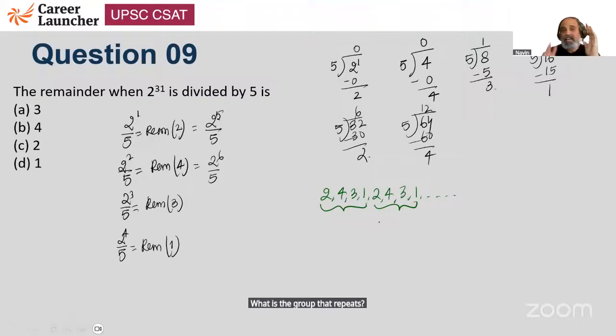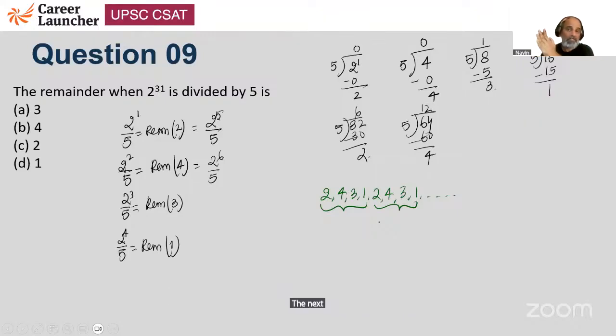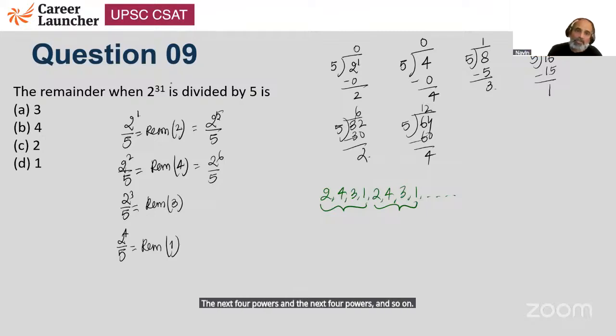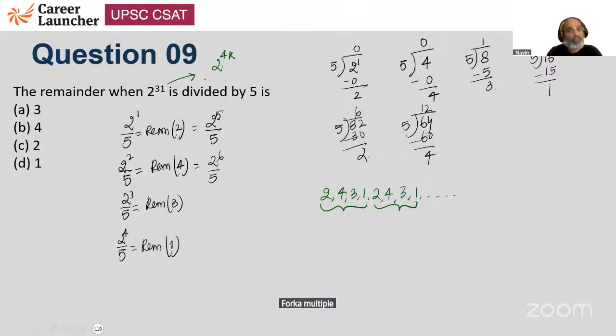So can I say every 4 powers, they give us the same remainders as the next 4 powers and the next 4 powers and so on? So what you need to do is, can I write 31 as 4 ka multiple? This is coincidence that this problem you're using 4K, previous problem was also using 4K. It's pure coincidence. 4 ka multiple, as in because we have got 4 different answers.